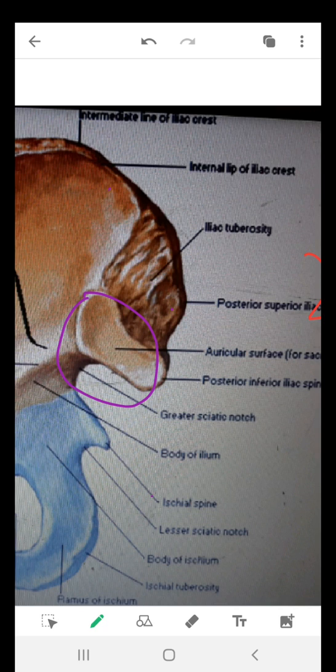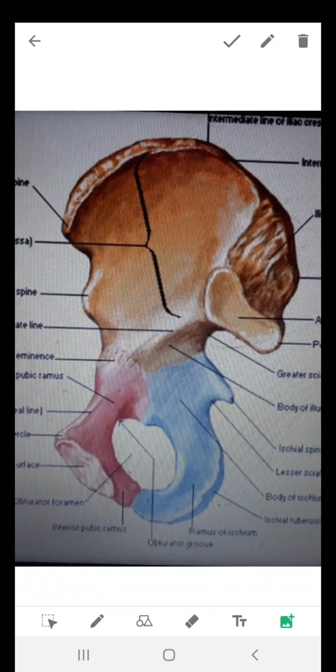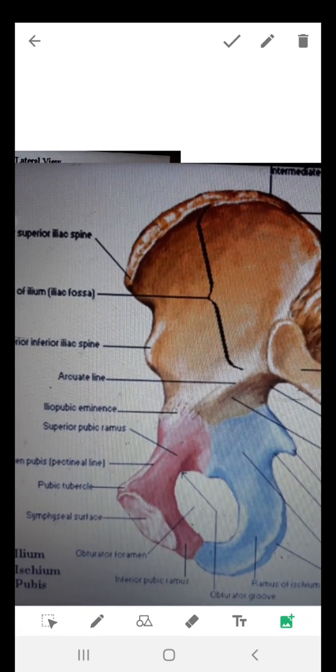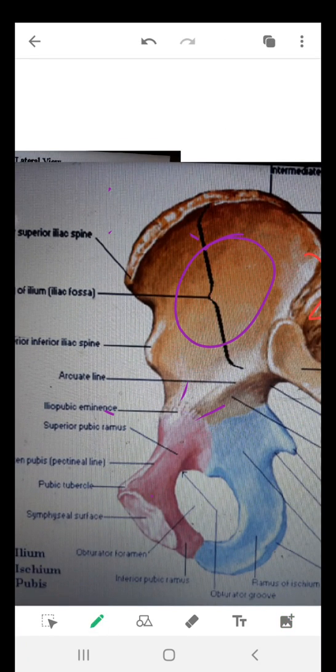Of course, located superiorly to the auricular surface is the iliac tuberosity. Iliac tuberosity is also very important. Then there's something also that I mentioned the other time, and I didn't want to waste your time with it. I told you that this place is called the iliac fossa. This part of the ilium is called the iliac fossa, and it gives attachment to the iliacus muscle. Okay, that's also important knowledge.